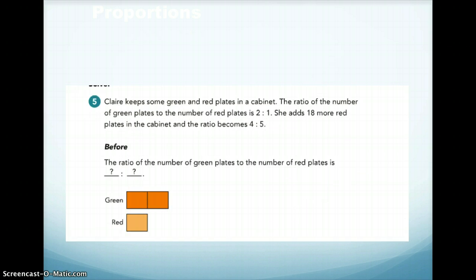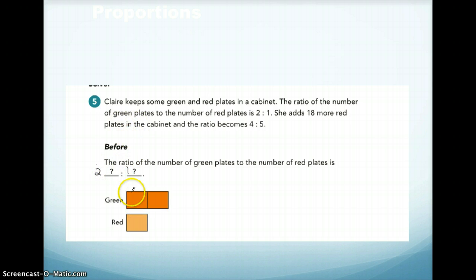Claire keeps some green and red plates in a cabinet. The ratio of the number of green plates to the number of red plates is 2 to 1, and that's shown in the bar model down here. She adds 18 more red plates in the cabinet, and the ratio becomes 4 to 5. Okay, so here's the ratio before, right? The ratio before was 2 to 1.